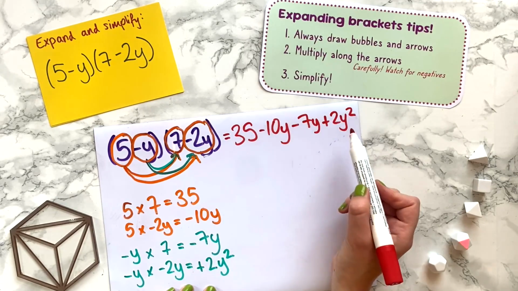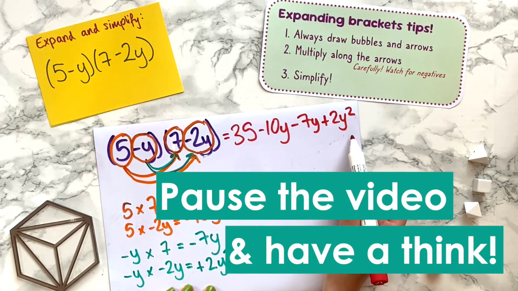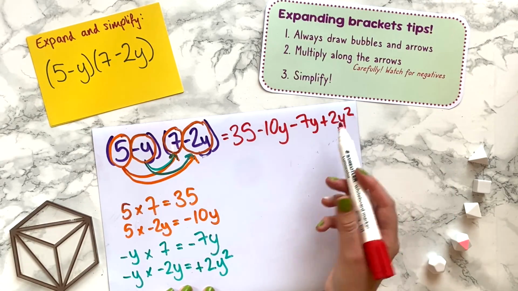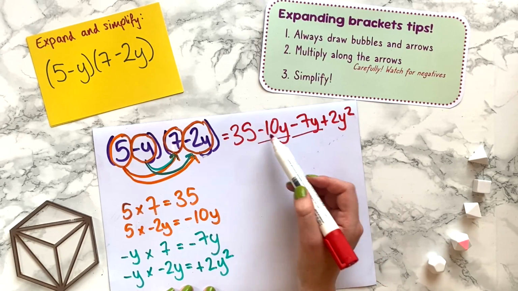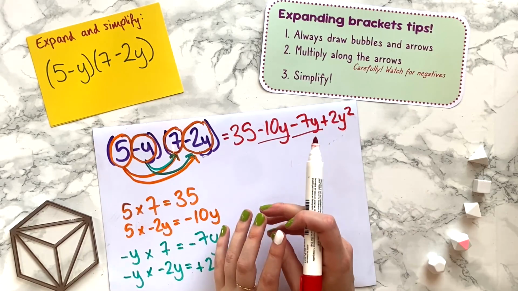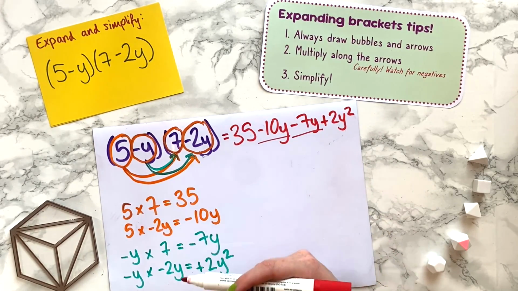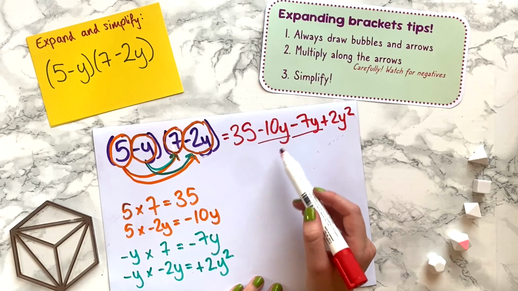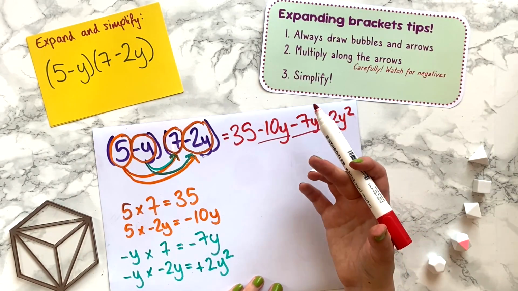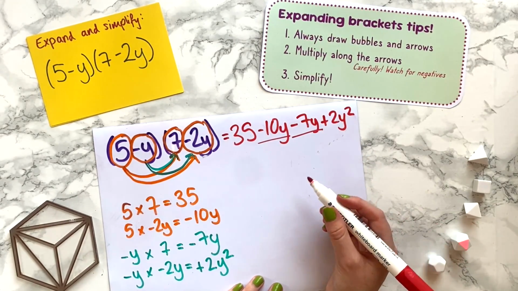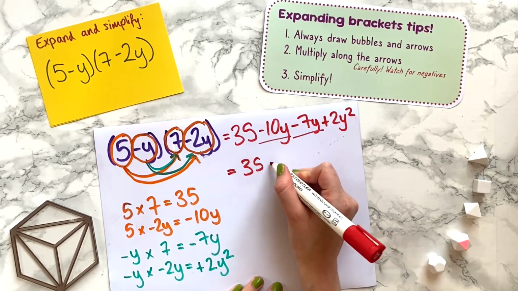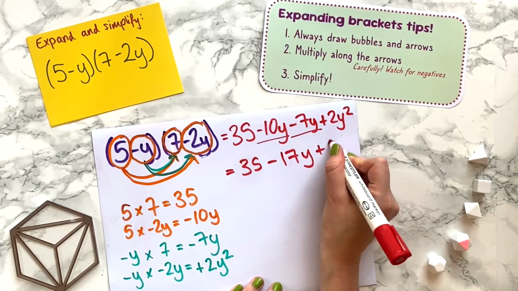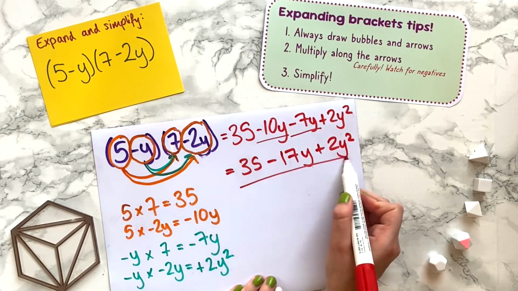Now we need to simplify as our final step. Have a quick think before I write down what this is simplified. So the only terms that are the same sort of type of term are this one and this one. They both have a number and a y. So we can squidge them together. Minus 10y minus 7y. If you had minus 10 apples and you took away another 7, you'd be on minus 17 apples. So this is minus 17y. So we have 35 minus 17y plus 2y squared. And that is our final answer.